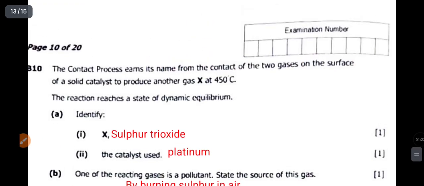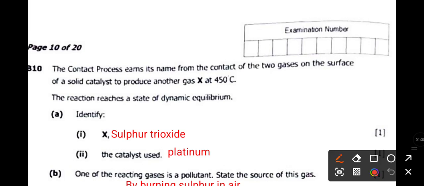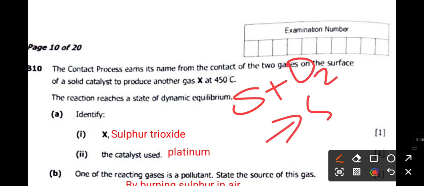Question B. One of the reacting gases is a pollutant. State the source of this gas. Remember, I said that the two gases are oxygen as well as sulfur dioxide. Between the two, the one that is a pollutant is sulfur dioxide. So the source of sulfur dioxide is by burning sulfur in air. So when you burn sulfur in air, sulfur dioxide is produced.